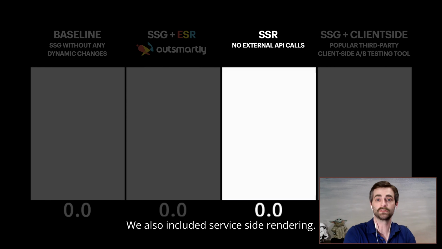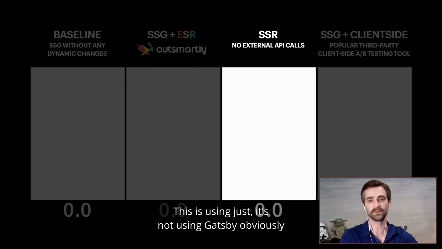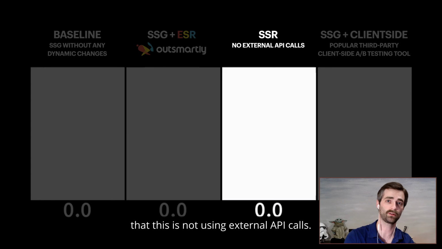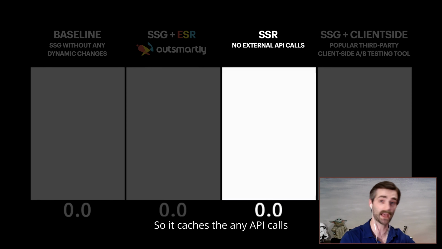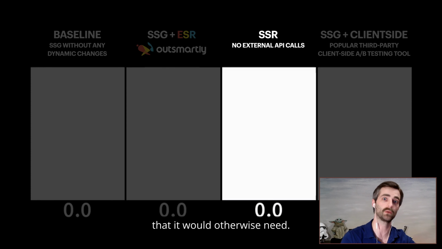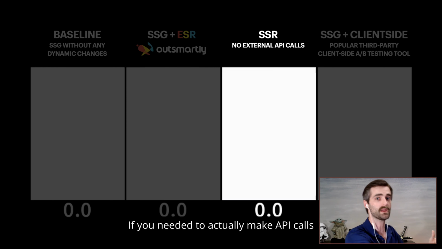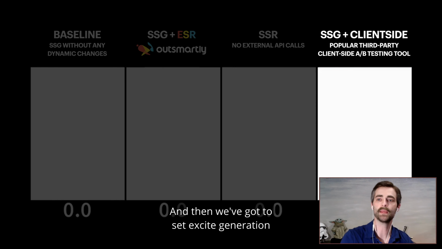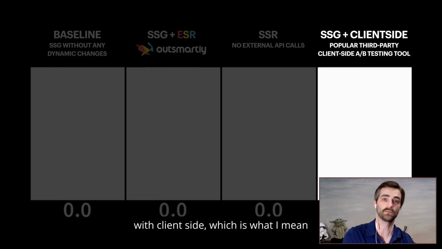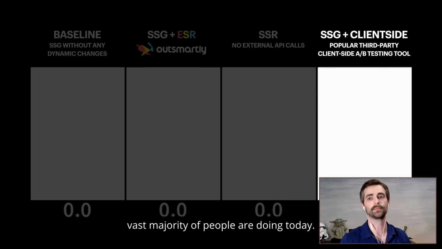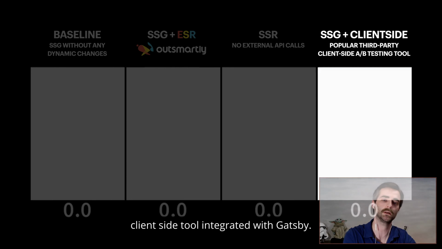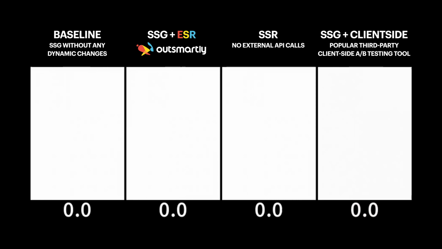We also included server-side rendering. This is not using Gatsby, obviously, it's using another framework. And I want to note that this is not using external API calls, so it caches any API calls that it would otherwise need. If you needed to actually make API calls during the request itself, it would be slower, obviously. And then we've got static site generation with client-side, which is what the vast majority of people are doing today. And this is using just a popular third-party client-side tool integrated with Gatsby. So let's go ahead and just run that.